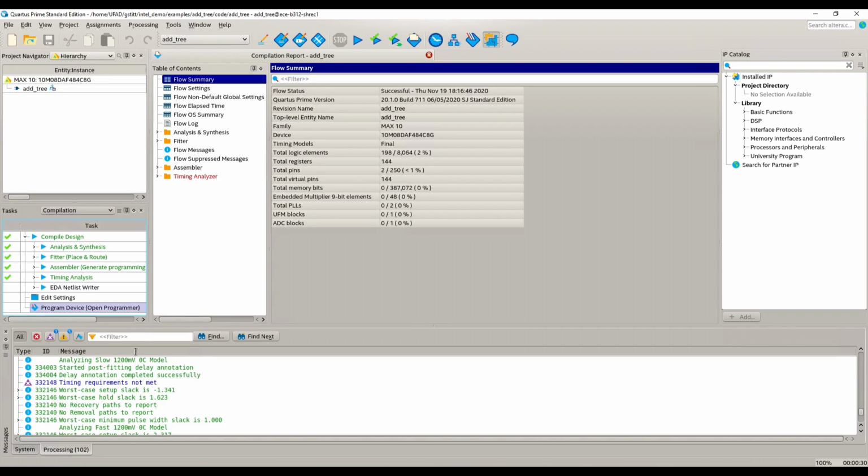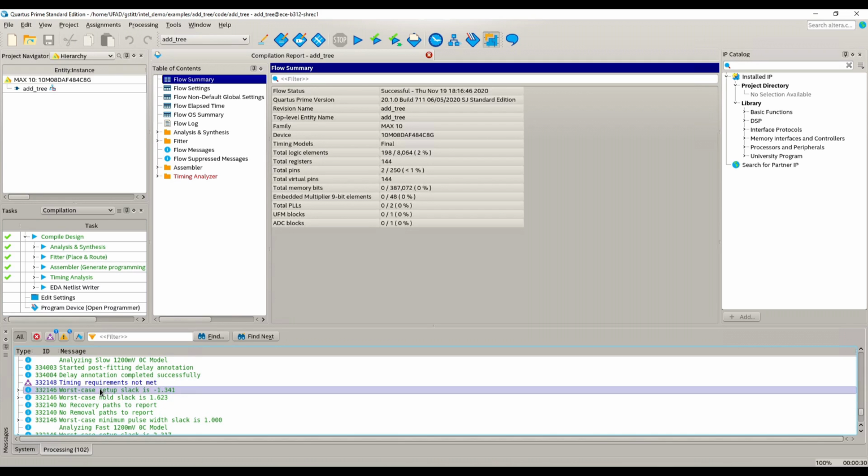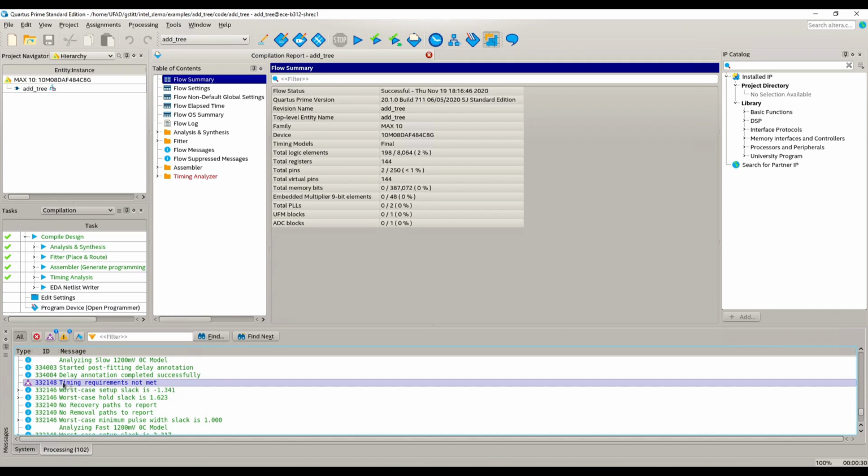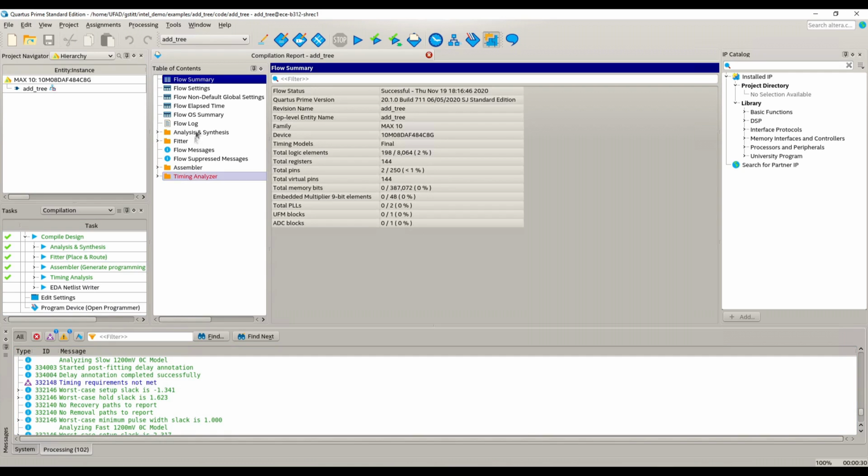All right, now if we look at what happened after we compiled, you'll notice down here there's an error saying timing requirements were not met. And up here in the compilation report, we see that the timing analyzer is highlighted in red. That means something bad happened. So let's expand this and take a look. So right here, we see some things in red.